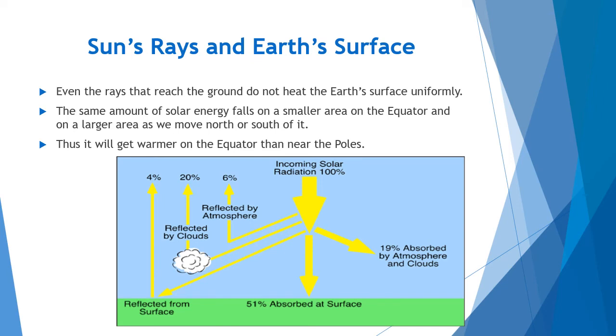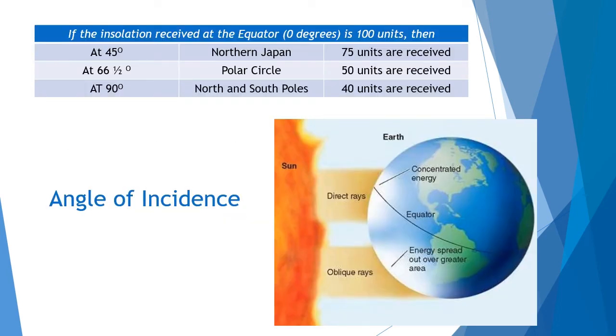Got it, children? Now let us learn angle of incidence. What is angle of incidence? The angle of the sun rays reaching the surface of the earth is called the angle of incidence. And how do we know that? Actually, we know that the earth is spherical. As per the spherical shape, there is a difference in receiving the rays of the sun.